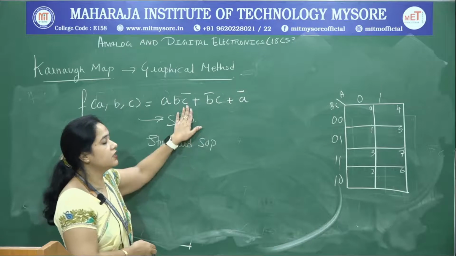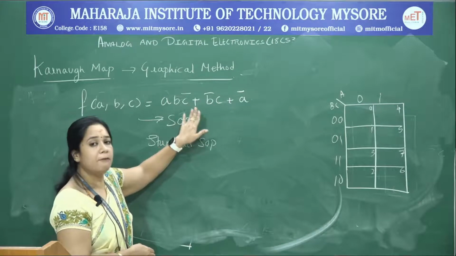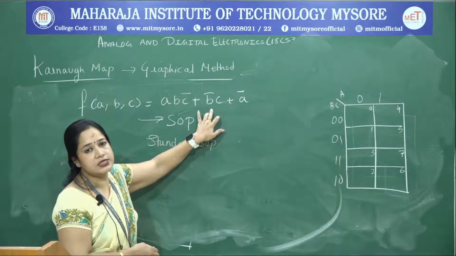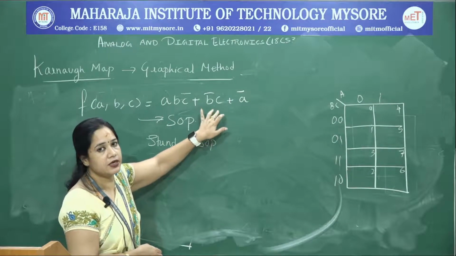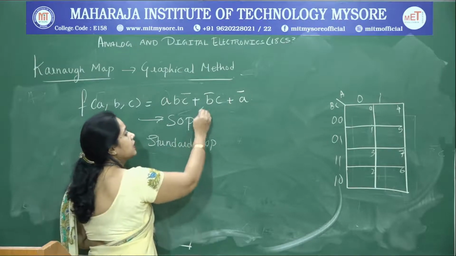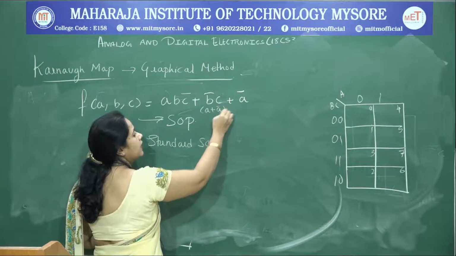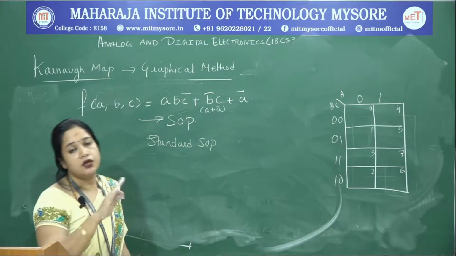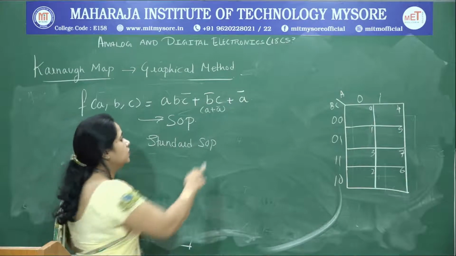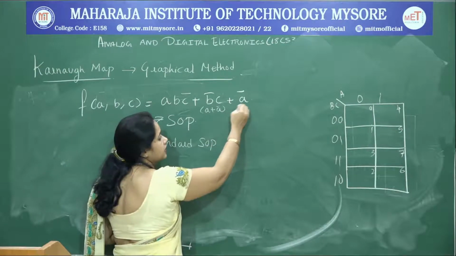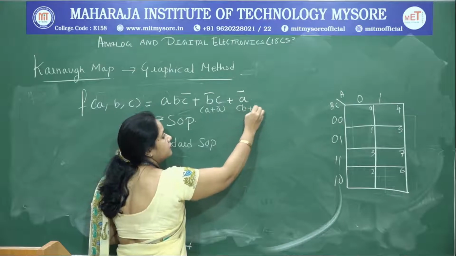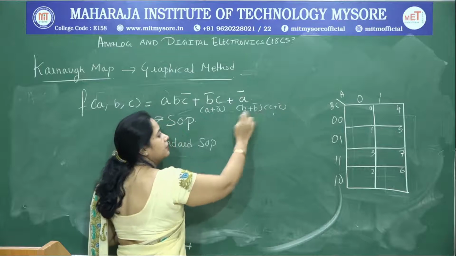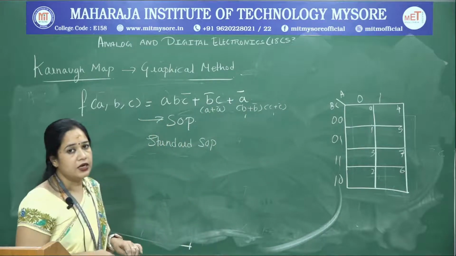One step is to convert this into standard SOP form by multiplying each term with the sum of the missing literal and its complement. Your A is missing, so I multiply with A plus A bar, which ends up being 1, and multiplying something with 1 does not make any difference. Here B and C are missing, so I multiply with B plus B bar, which is 1, and C plus C bar, which is 1. Multiplying with 1 and 1 does not make any difference.